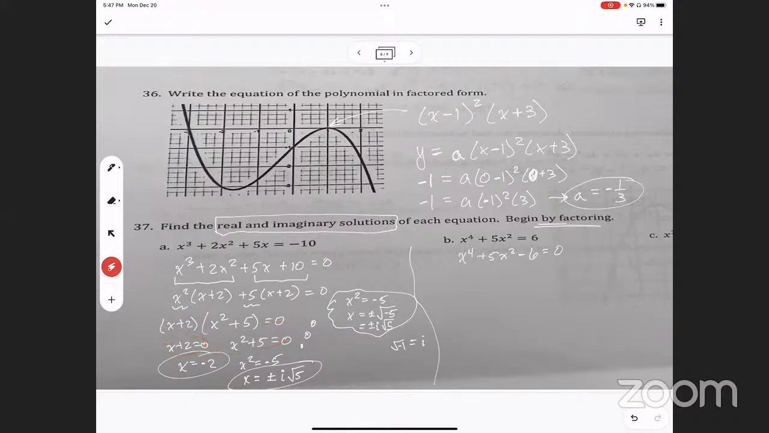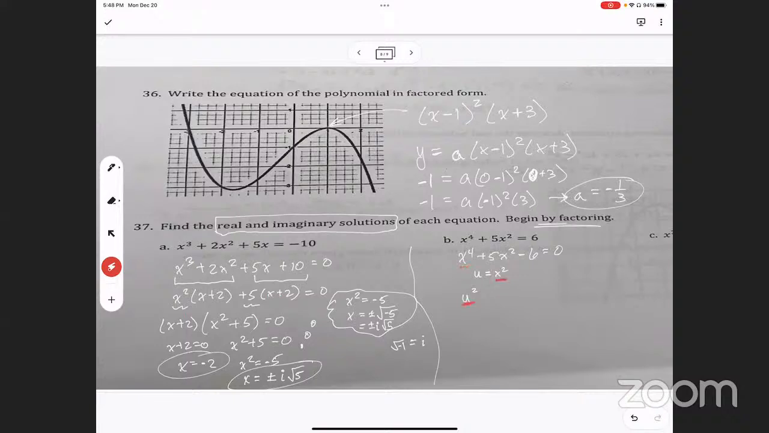Okay, just to be clear. Doesn't this kind of look like a quadratic a little bit? See how there's 3 terms? And in fact, it kind of is a quadratic. If I think of this as x squared squared, and this is just x squared. In other words, I'm going to let u be x squared. And then I'm going to write this equation. Instead of calling it x to the 4th, can't I call it u squared?